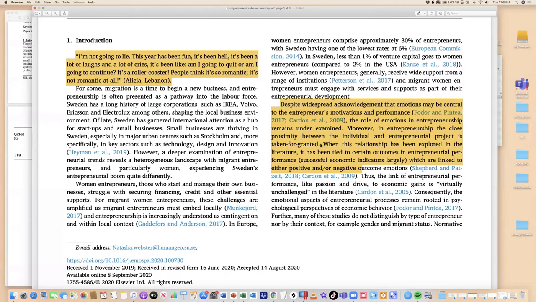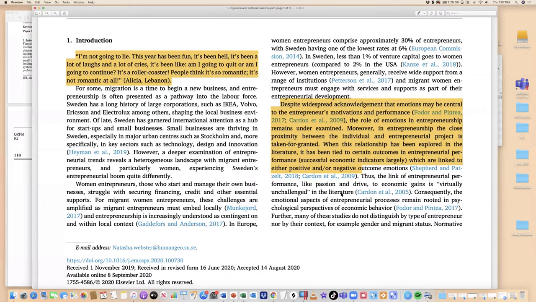Successful economic indicators lagging, which are linked to either positive or negative outcome emotions. Thus, the link of entrepreneurial performance, like passion and drive, to economic gains is virtually unchallenged in literature. I like the way he's presenting the gap. Consequently, the emotional aspects of the entrepreneurial process remained rooted in a psychological perspective of economic behavior.